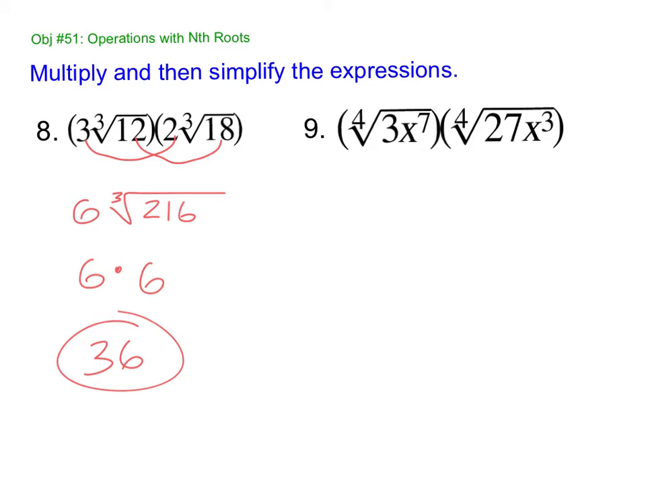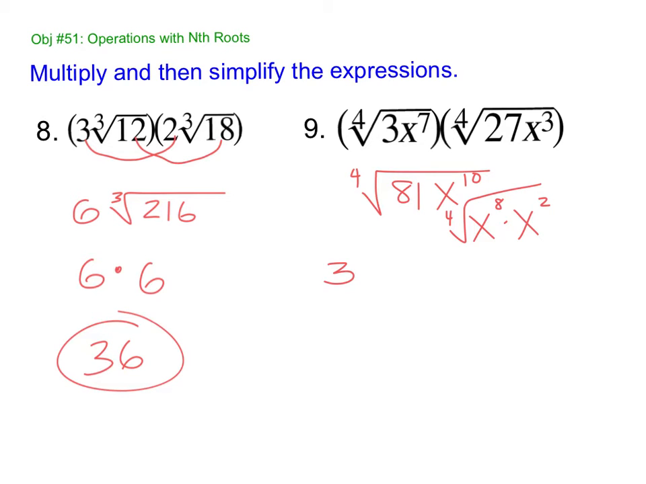All right, next one. Again, you should be doing these on your own. Don't just copy what I'm doing. All right, no outside numbers. They're both fourth roots. 3 times 27 is 81. X to the 10th. Now the fourth root of 81 is a nice number. It's just 3. And then this is x to the 8th times x squared, right?